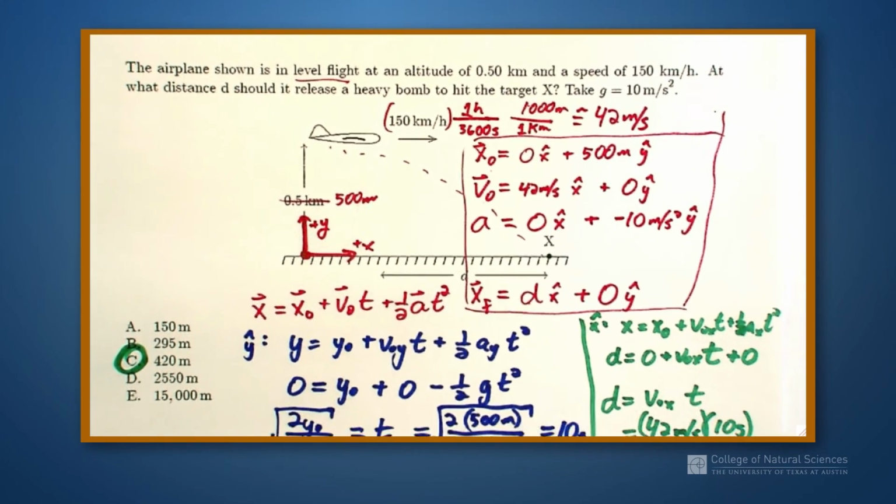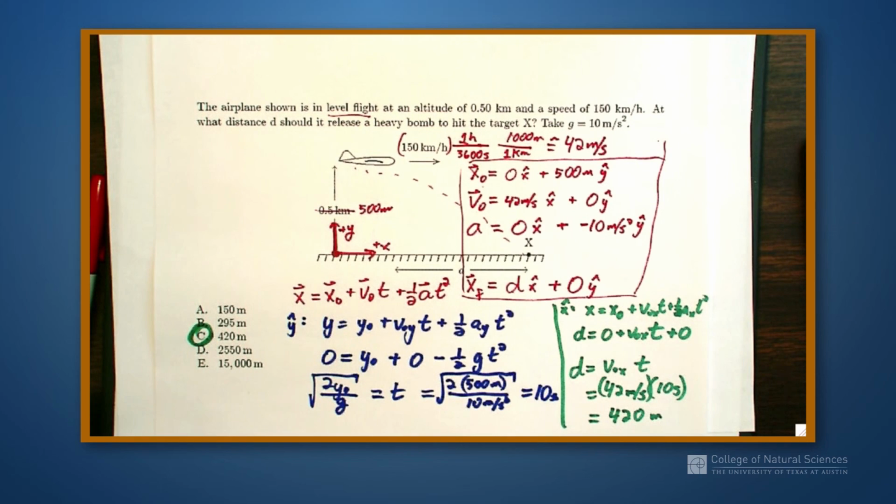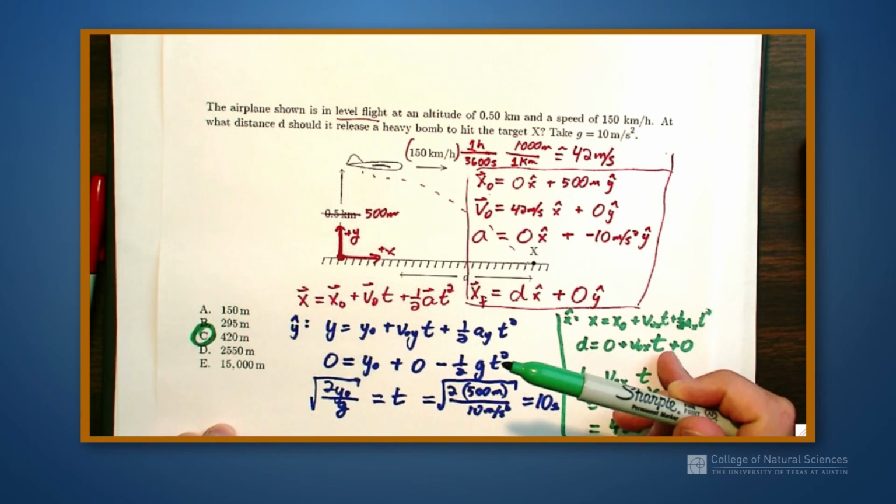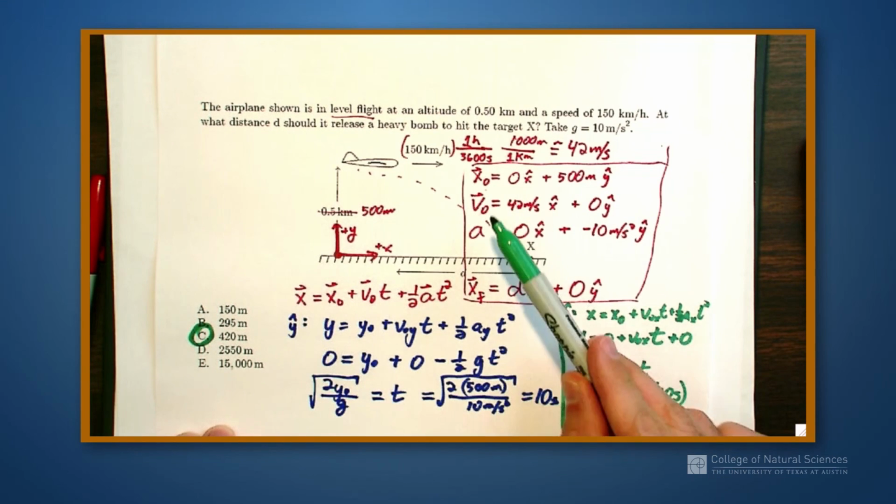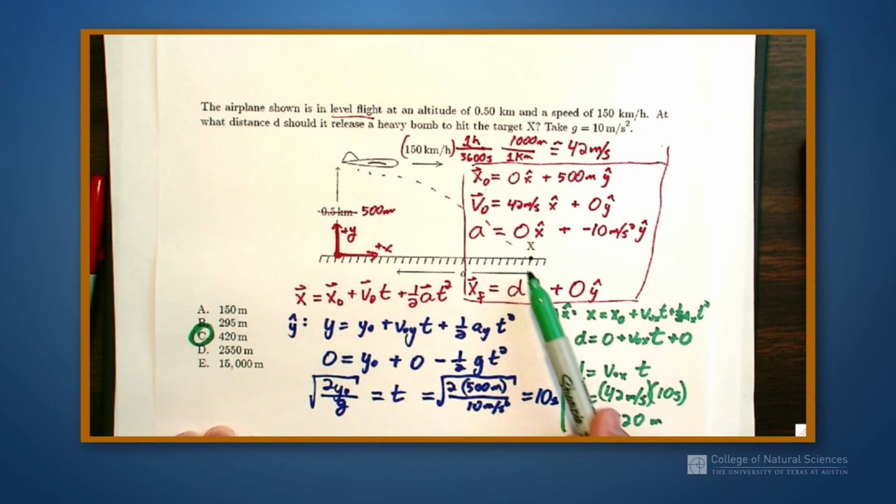Just to give you a full view of how everything works out, we solved the y direction to give us our time. We used that time value to substitute into our x equation. Our x equation gave us our distance. But we were careful with our unit conversions at the beginning and made sure we wrote down exactly what each of the y and x coordinates are for position, velocity, and acceleration.